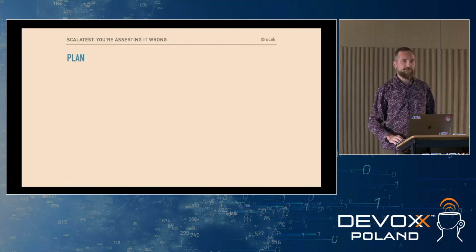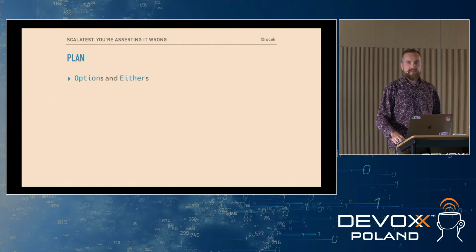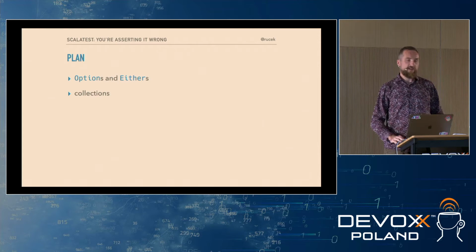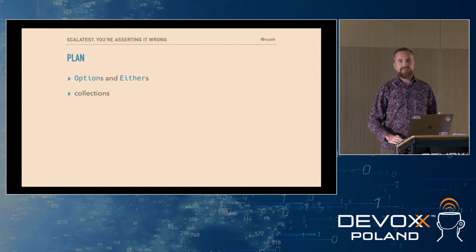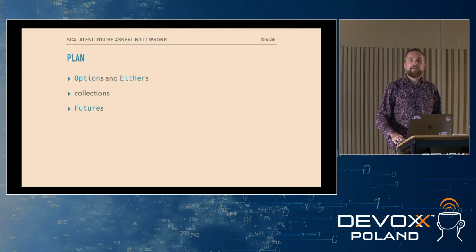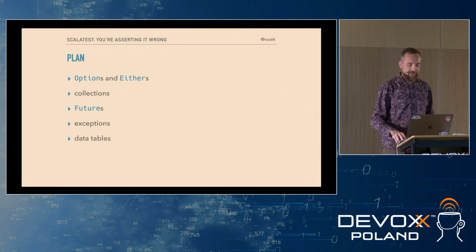So the plan for this talk is to go through a couple of techniques that you can use in ScalaTest to make the error messages nicer. We'll start with options and eithers, so with checking whether an option is defined, whether an either is defined, and what values they are holding. Then we'll look at how you can do assertions on collections, so in order to get nice error messages. We'll also talk about fixtures, so verifying your asynchronous code, whether it's running correctly or not. We'll see how we can make nice assertions on exceptions and write code that looks almost like plain English.